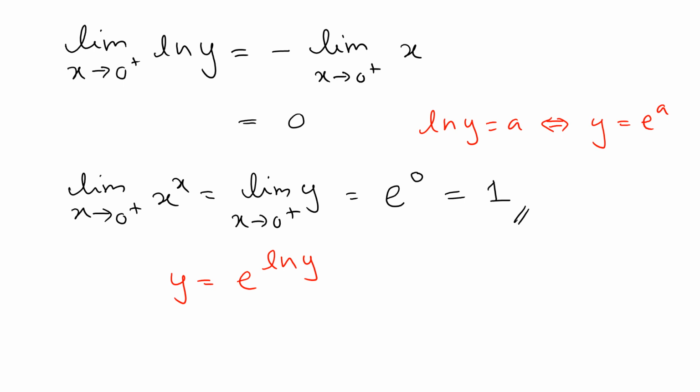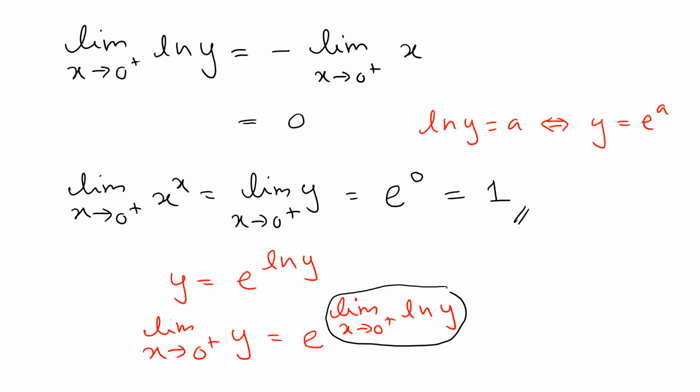So what happened here is, in the next step, this is what happened. Limit x goes to 0 plus y. Now I bring the limit inside e and then inside ln. So we can write this as e and then we bring the limit inside. So limit x goes to 0 plus ln y. So you can see that this we already know. That's what we found. So this is 0. So it's going to be e to the 0 because we found that. So that's exactly the steps for this problem.